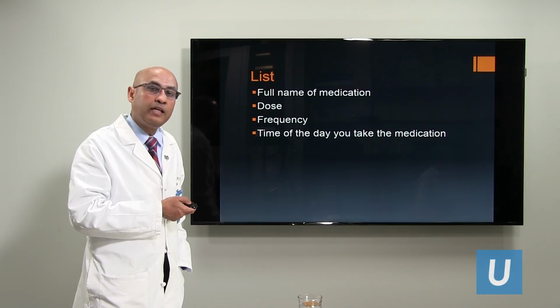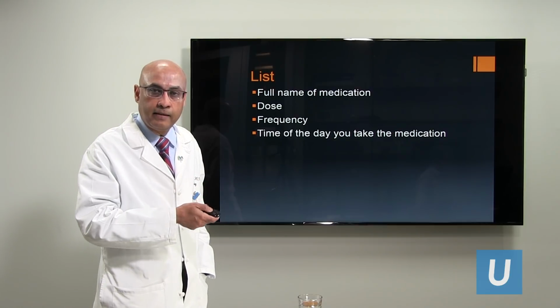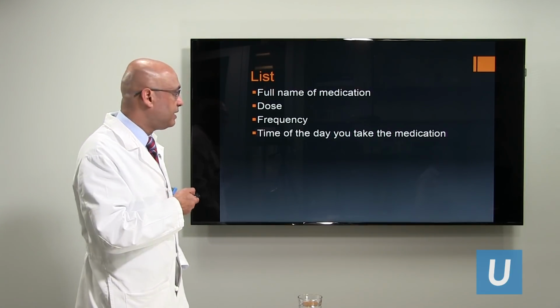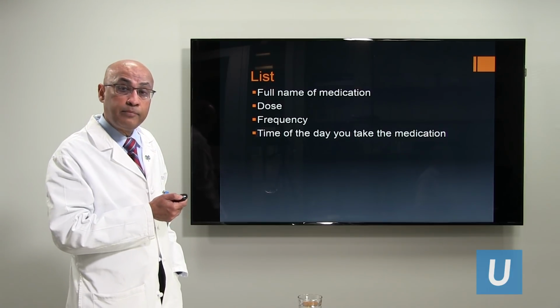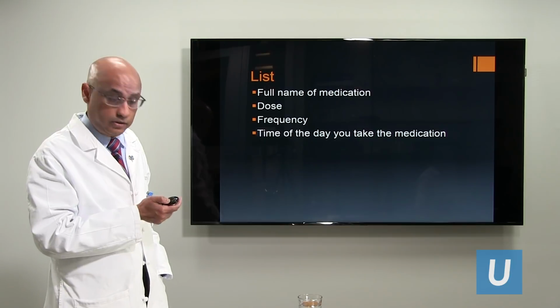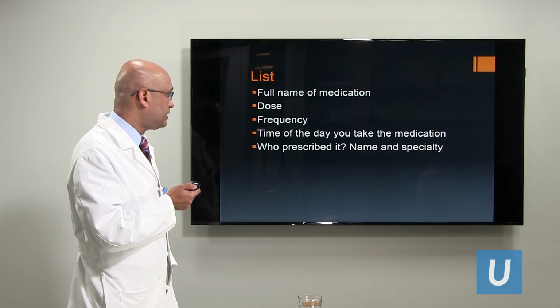What's also helpful is what exact time. For example, do you take it at 8 a.m., at 10 a.m., or at 2 p.m.? That's also very relevant when I'm looking at your medication list. And also, whether you're taking it on an empty stomach, with food, or with other medications. So that also will be helpful to us when we are making appropriate changes.